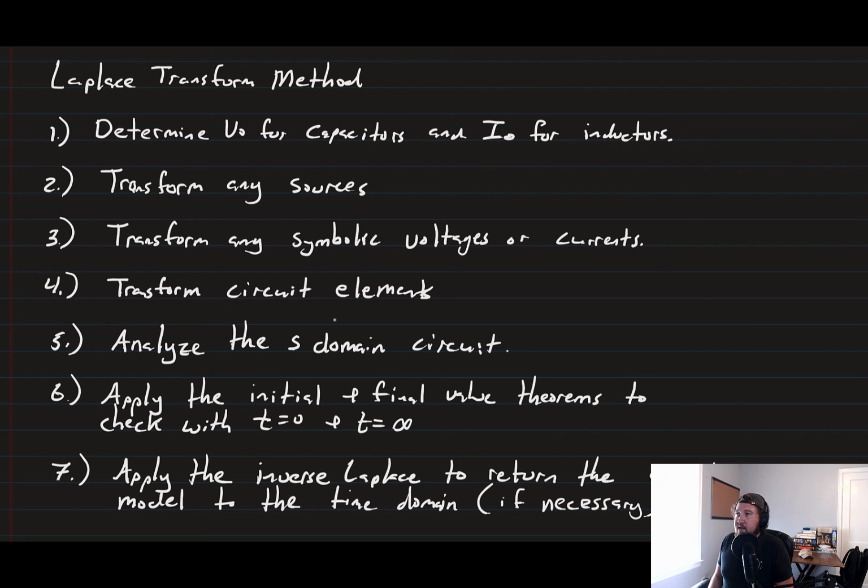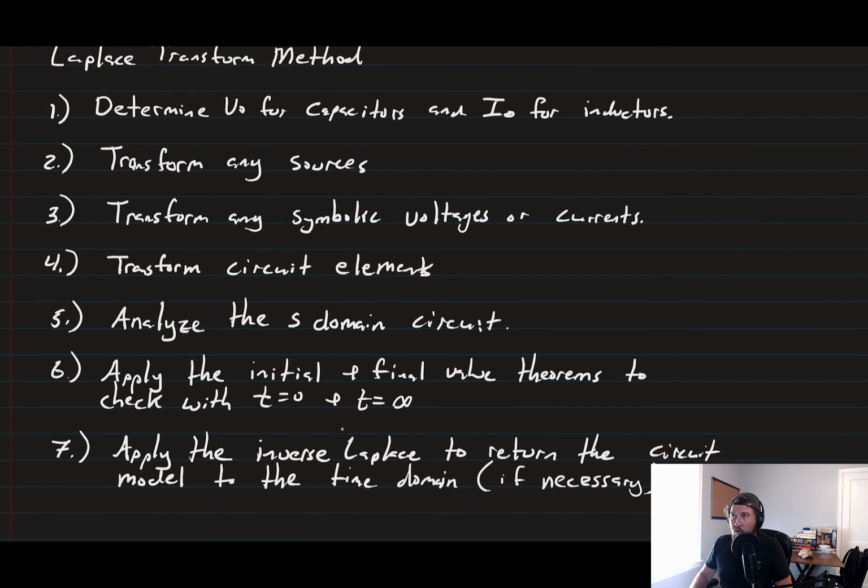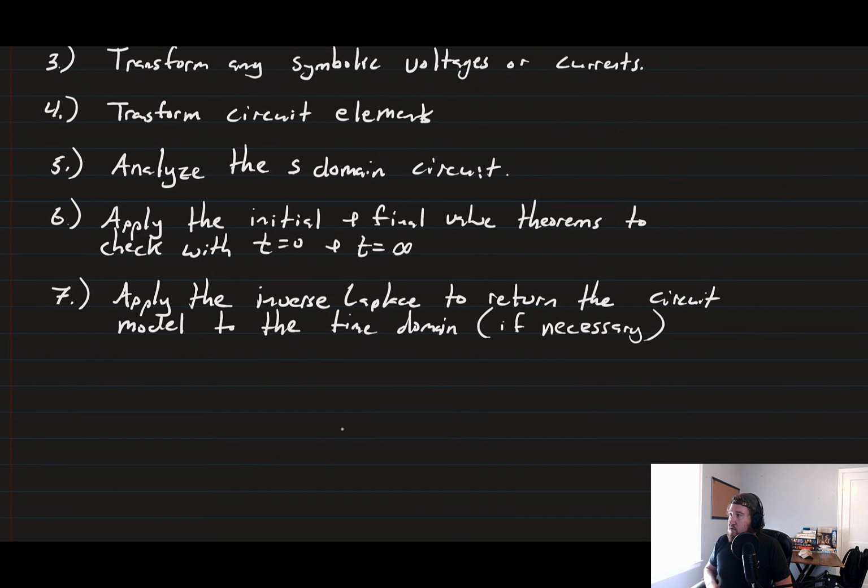Step 6, apply the initial and final value theorems to check against t equals 0 and t equals infinity. And then finally, step 7, if you need to, apply the inverse Laplace transform to return the circuit model to its time domain equivalent. So there you go. There's our steps for the Laplace transform method. And in the next lesson, you'll see that used a whole bunch. But for now, let's just work out a really simple example.